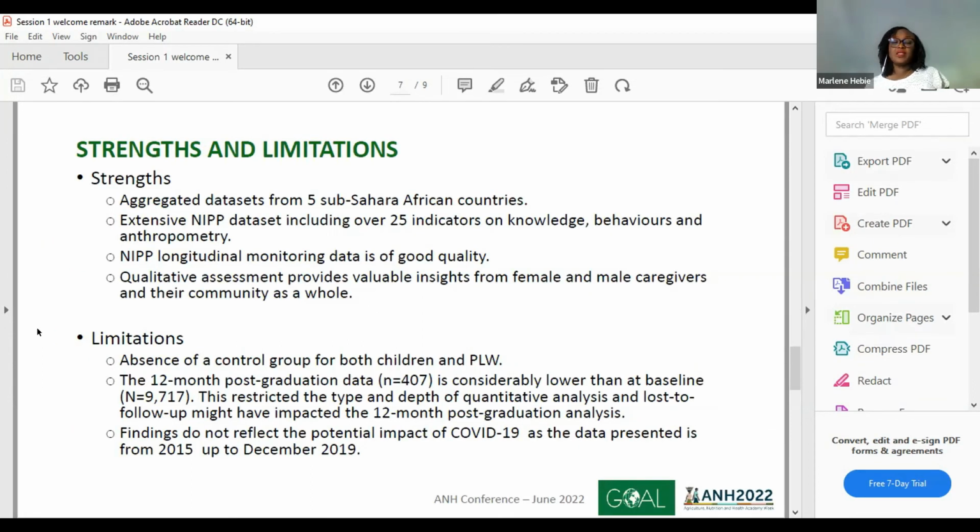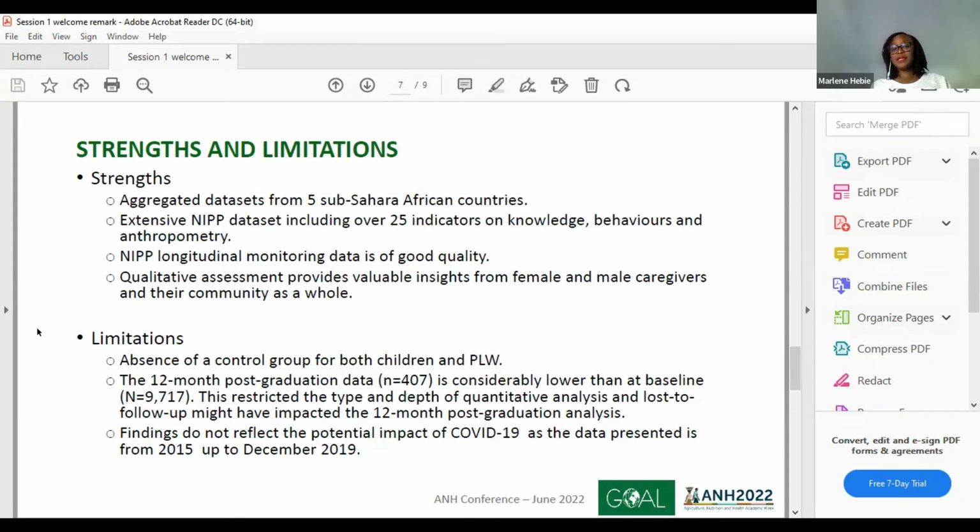In terms of strengths and limitations for this review, starting with the strengths, we analyzed and reviewed aggregated data from 5 sub-Saharan countries with different contexts, so as to get really a range of the potential contribution of NIP in various contexts. We analyzed an extensive data set, so looking at a range of indicators, not only focusing on knowledge, but also on practices and anthropometry. We did collect some post-graduation data up to 12 months after the end of the program. And the data overall was of good quality.